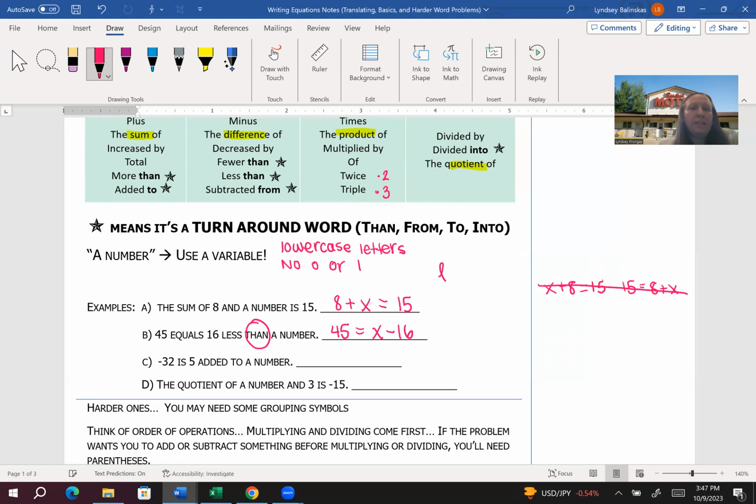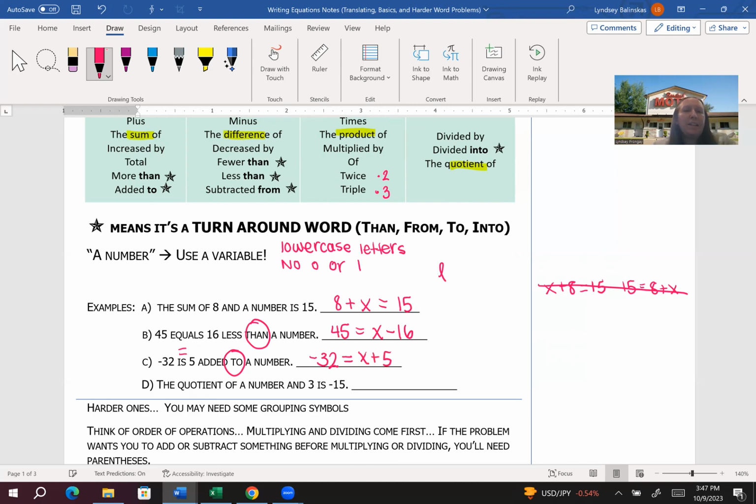Negative 32 is 5 added to a number. So I'm going to start with negative 32. Our "is" is our equal sign. Okay, 5 added to a number. We're going to flip it around. So instead of 5 plus x, it's going to be x plus 5.